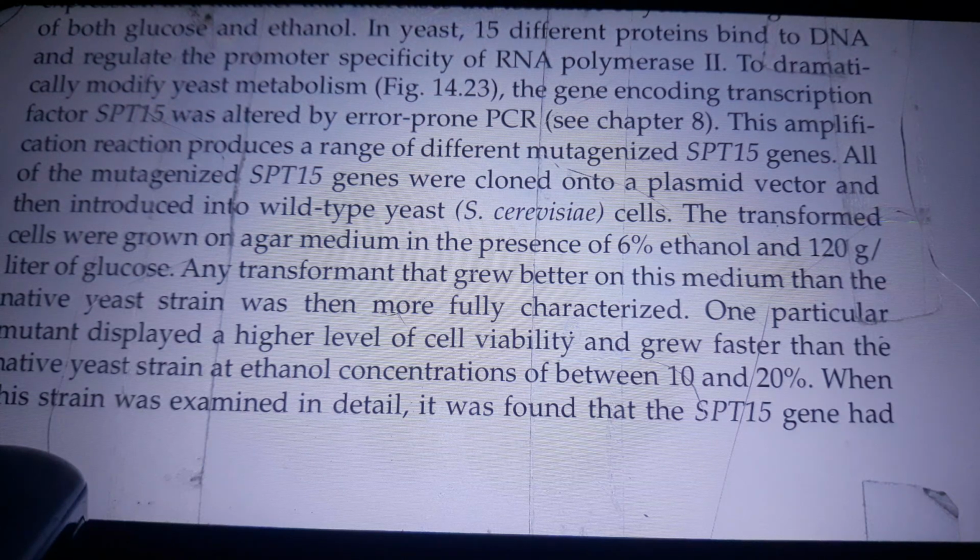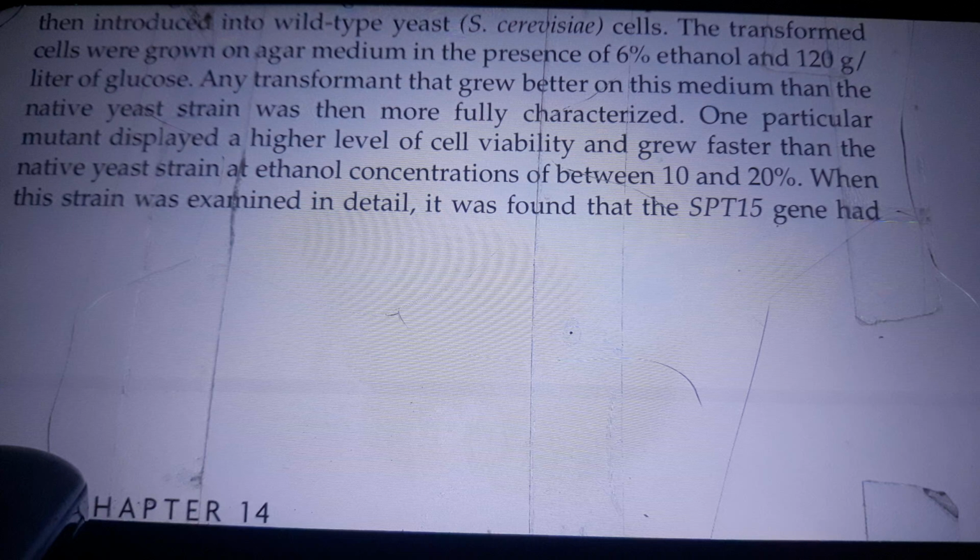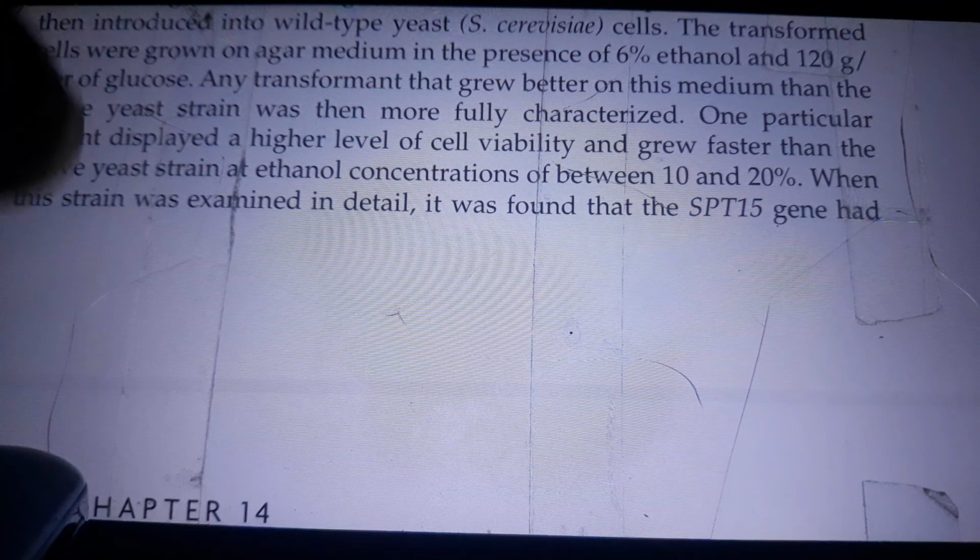All of the mutagenized SPT15 genes were cloned in a plasmid vector and then introduced into wild-type yeast S. cerevisiae cells. The transformed cells are grown in agar medium in the presence of 6% ethanol or 120 grams per liter of glucose. Any transformant that grew better on this medium than the native yeast was then more fully characterized. One particular mutant displayed a high level of cell viability and grew faster than the native yeast strain at high ethanol concentrations.